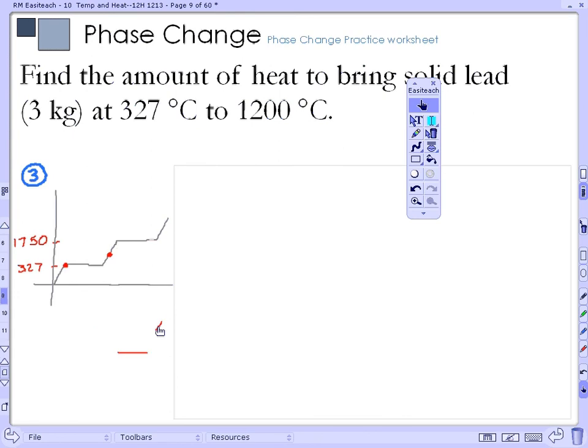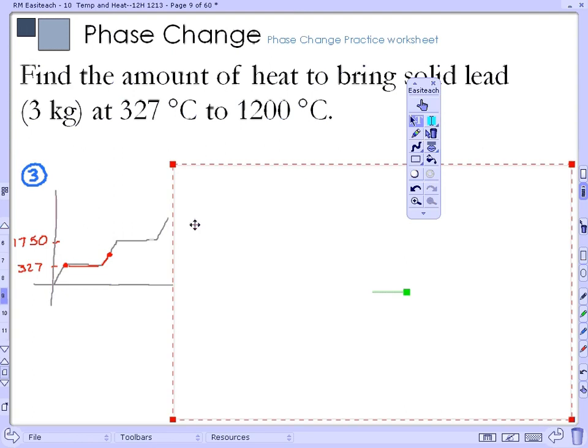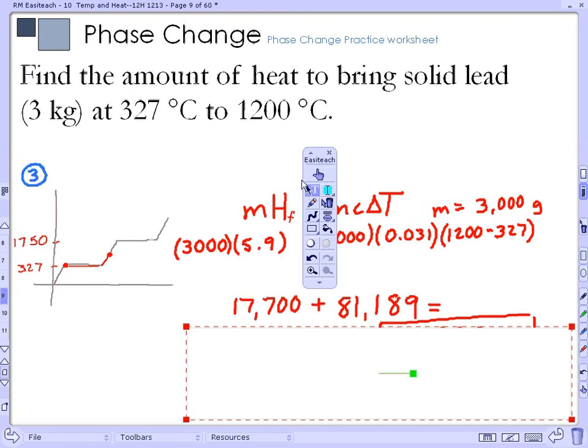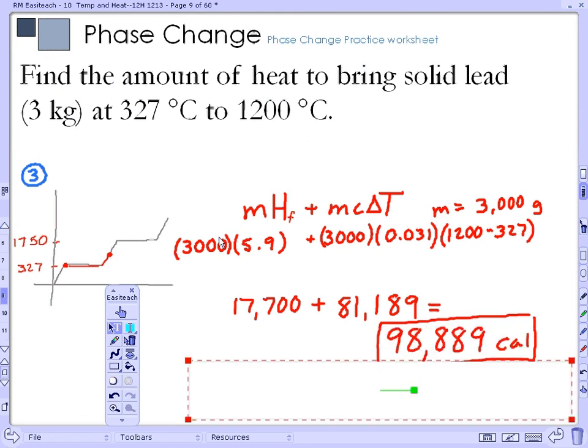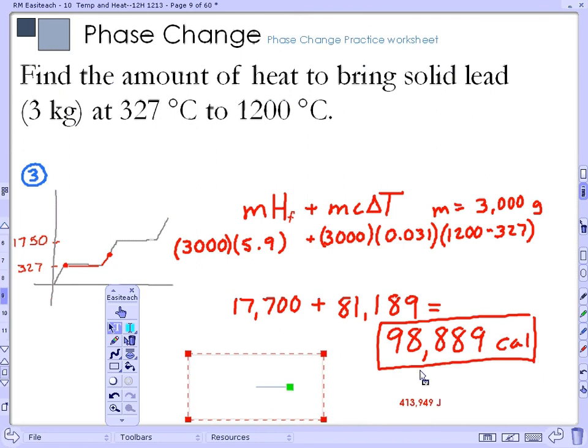This tells me that I'm doing these 2 line segments. This is the phase change part. This one's the temperature change part. So there are 2 terms, mH plus mc delta T. You plug in those numbers. There's no temperature change there. There's temperature change there. 1200 minus 327, you get 98,889 calories. That is 413,000 joules. Now, that was the quick version.